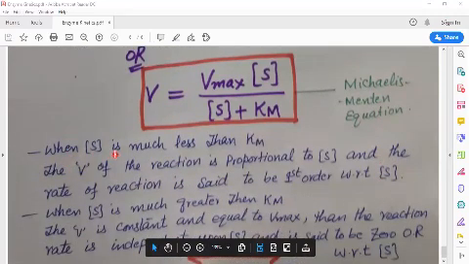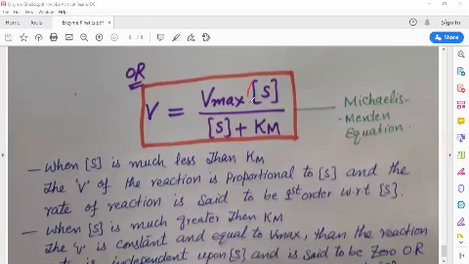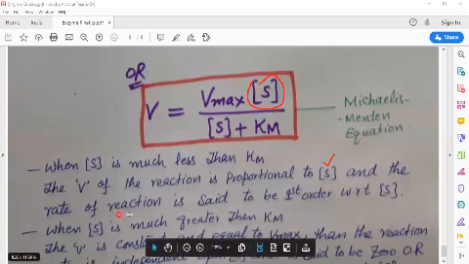When substrate concentration is much less than Km, the rate of the reaction is proportional to the substrate concentration. It means when this value is very small, then if we increase the substrate concentration, the rate will also increase. The rate of the reaction is said to be first order with respect to substrate concentration. First order means the rate depends upon the substrate concentration.